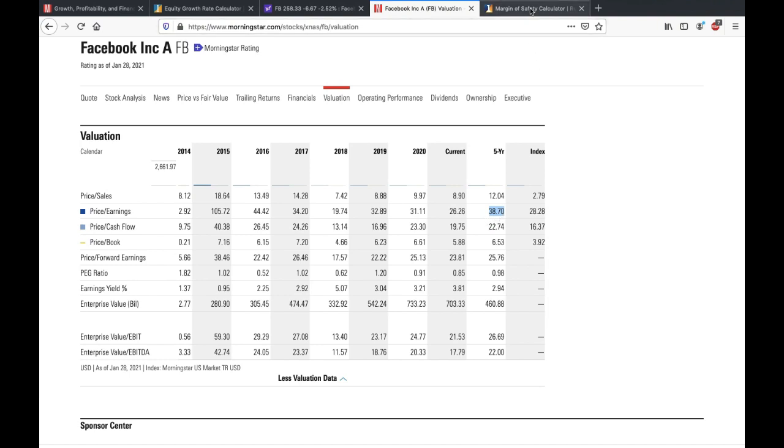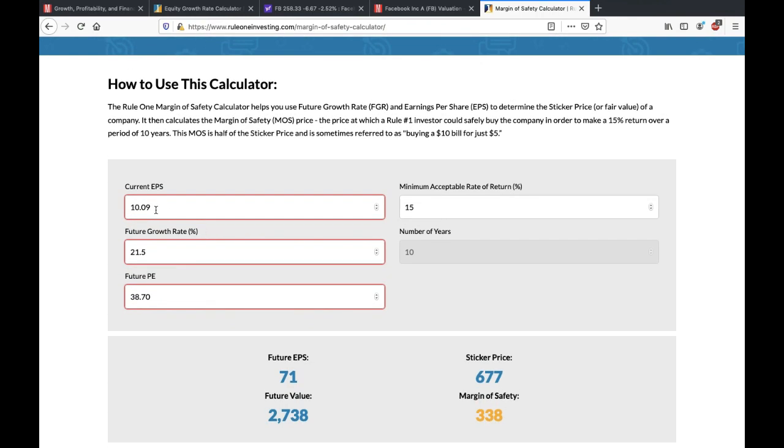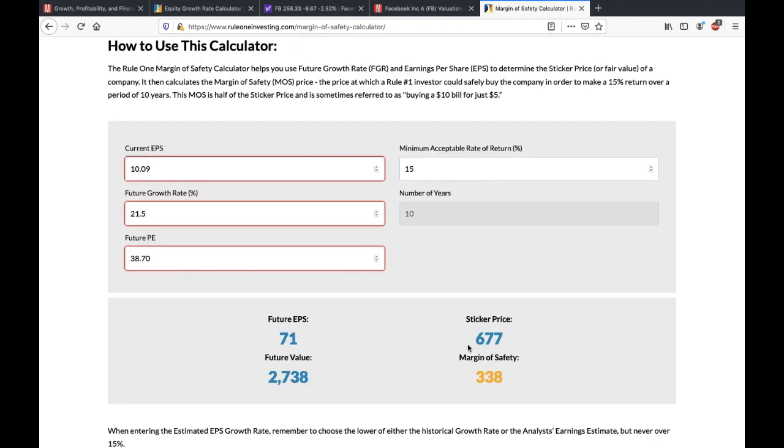And then if you go to his margin of safety calculator again on his Rule 1 website and plug these numbers in, so the current EPS is 10.09, future growth rate we settled with 21.5, and future PE we are with 38.7. Phil Town suggests using a minimum acceptable rate of return of 15%, meaning you'll be getting 15% on this investment annually. And on this percentage, you can see the sticker price, which is the intrinsic value of the company, is $677. And then he applies a margin of safety where he divides this by 2, meaning 50% margin of safety. And that's how he comes up with the buy price.